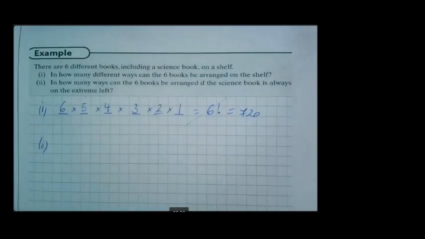Okay, back to our example, we're going to take a look at part 2. So now we're being asked, in how many ways can the 6 books be arranged if the science book is always on the extreme left?